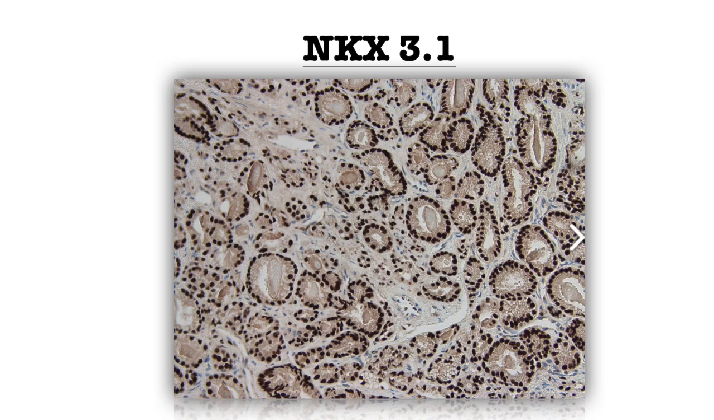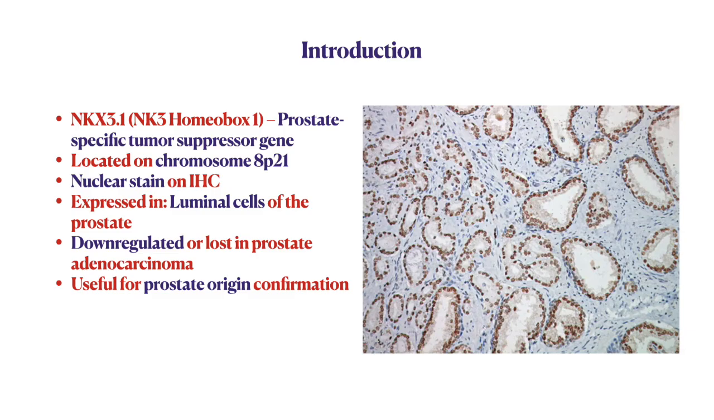Hello everybody. So as you all know, NKX3.1 is a homeobox transcription factor. It also acts as a tumor suppressor gene. It's located on chromosome 8p21.